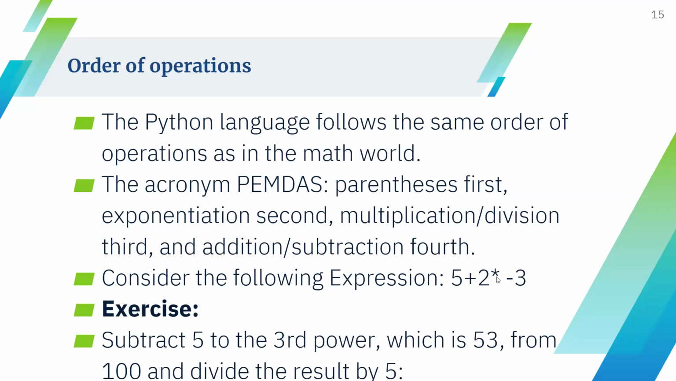First, it is going to execute 2 into minus 3, so it will give 6. Then it is going to do the addition, 5 plus 6, and the output is going to be 11. Otherwise, how will you evaluate the expression? You would try to evaluate from left to right. First you would add 5 plus 2, and then multiply with minus 3.